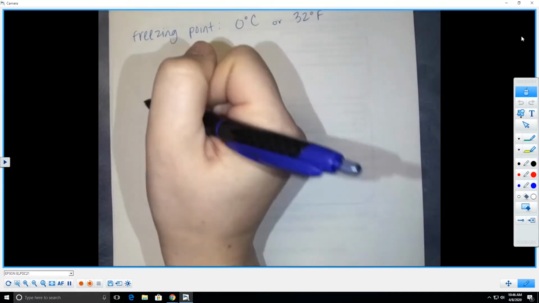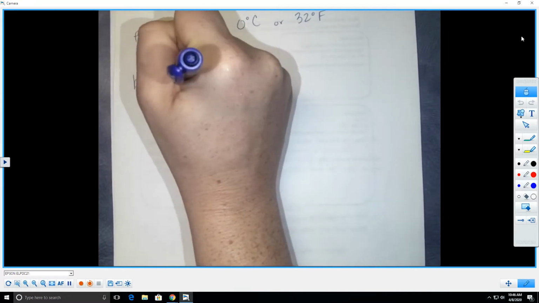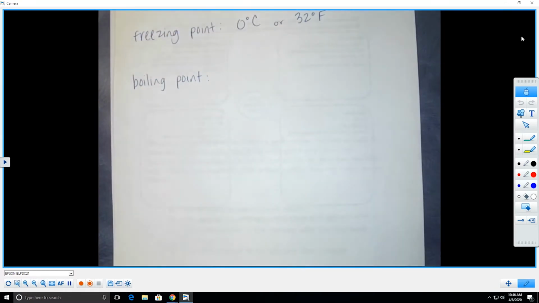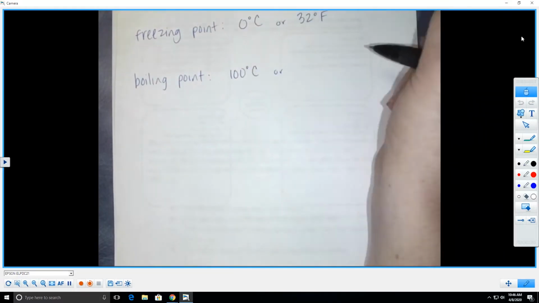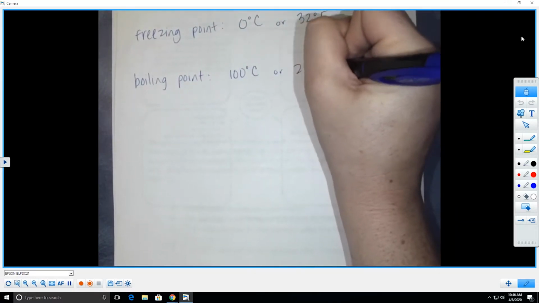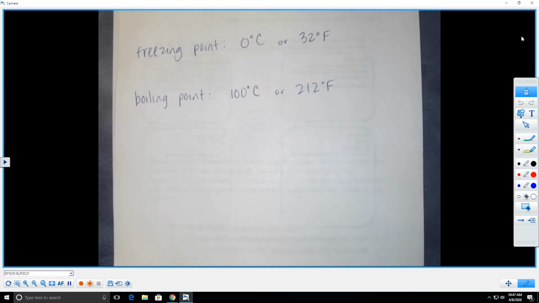The boiling point of water is going to be 100 degrees Celsius or 212 degrees Fahrenheit. Let's think about how we would use this information to write an equation that shows the temperature in degrees Fahrenheit as a function of the temperature in degrees Celsius.